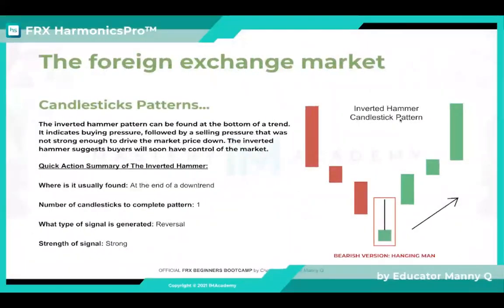So we have the inverted hammer, which is found at the bottom of a trend, and it can signal the price reversal. And the bearish version of an inverted hammer would be called a hangman. Again, this is a pattern of just one single candle. It generates a reversal signal, and it gives you a very, very strong sign that the market can reverse, especially identifying this at price reversal zones.